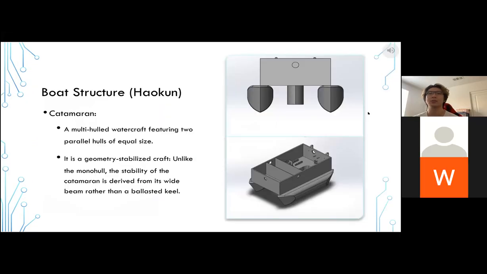For the boat structure, we chose to use a catamaran. A catamaran is a multi-hulled watercraft, featuring two parallel hulls of equal size. It is a geometry-stabilized craft. Unlike the monohull, the stability of the catamaran is derived from its wide beam, rather than a keel.